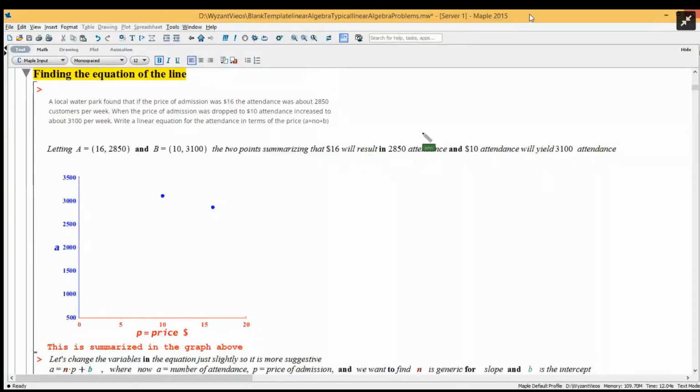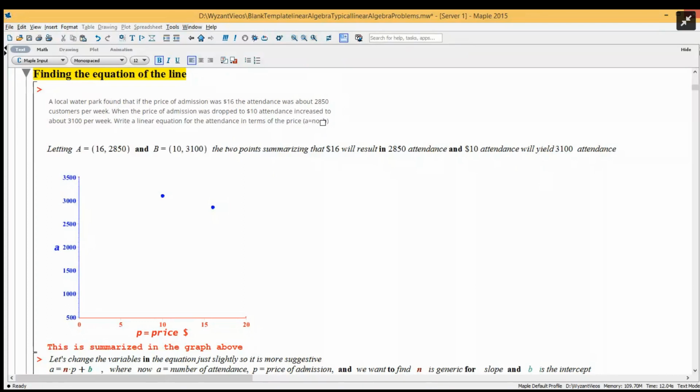Okay, this problem I summarize here. A local water park found that the price of admission was 16 and the attendance was 2,850, and when the price was dropped to 10, attendance increased to 3,100 per week. So write a linear equation in terms of the price.